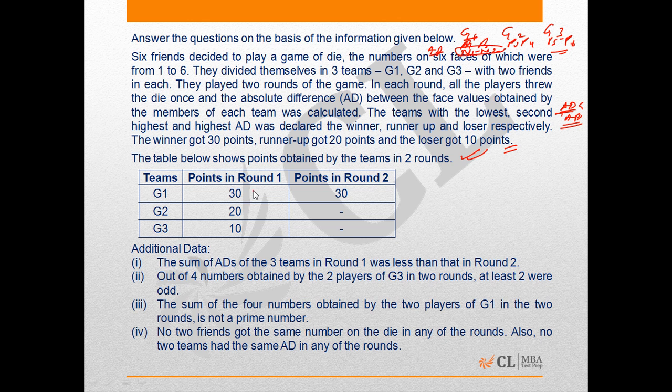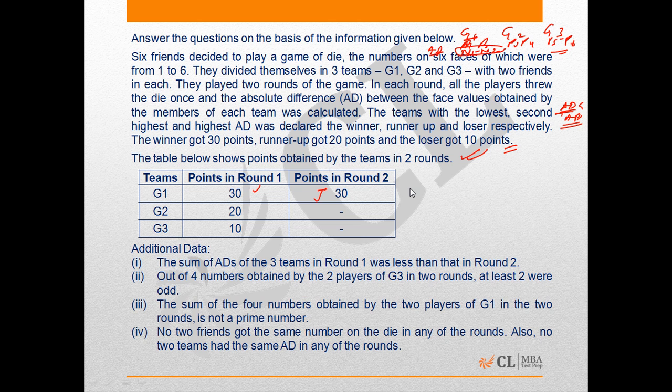In first round, G1 got 30 points, G2 got 20 points and G3 got 10 points, which means in first round G1 was winner, G2 was runner-up and G3 was loser. And in second round only we know the points obtained by G1, and this is 30, which means G1 was the winner in second round as well, but we can't comment on the standing of G2 and G3. Some additional data is also given.